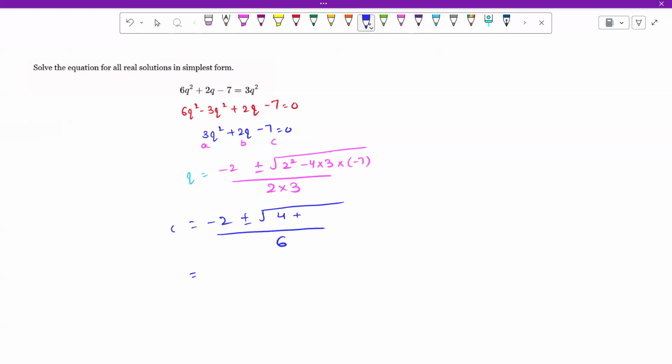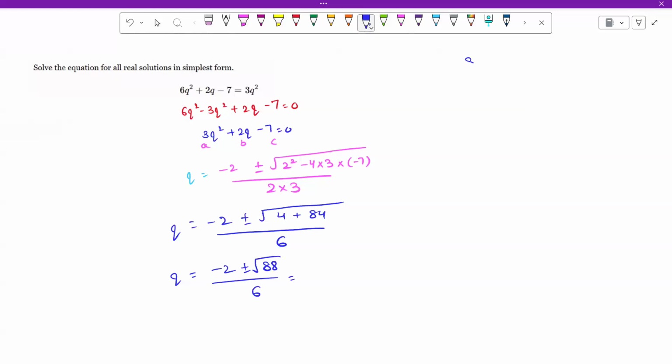Okay, so actually inside the root it's 88. Okay, 88 you're saying. Yeah. Great, you are correct. So negative 2 plus minus root 88 over 6 here.